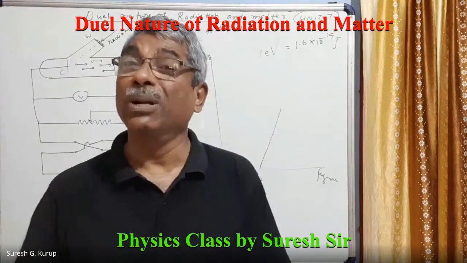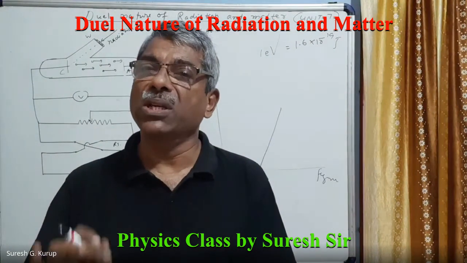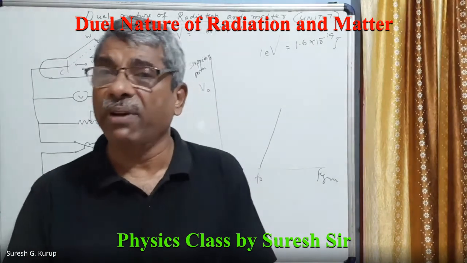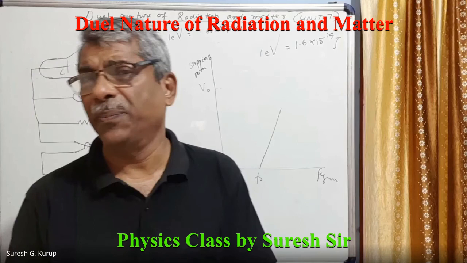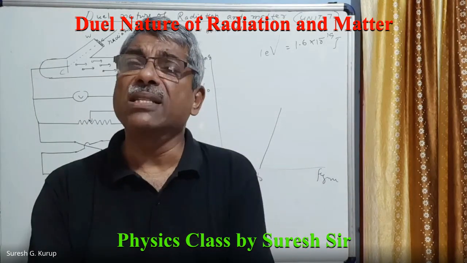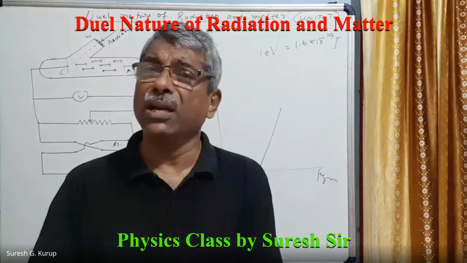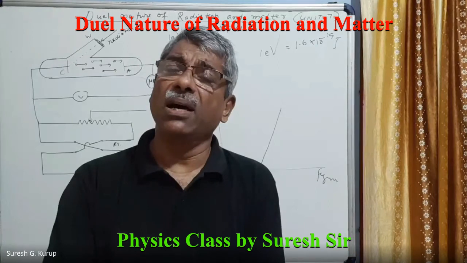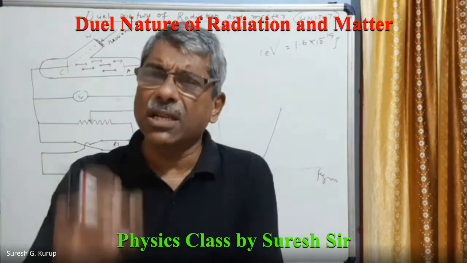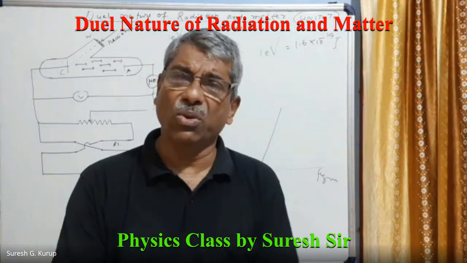And the third point: the kinetic energy of the electrons emitted by a photosensitive material, which is your cathode, is directly proportional to the frequency of radiation incident on it. This is law number 3. Last, photoelectric emission is an instantaneous process. That means there is no time lapse between the radiation incident and the emission of electrons. At the same moment itself, electrons are emitted. So these are the four laws related to photoelectric emission.